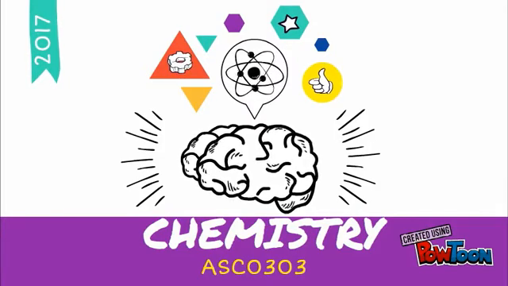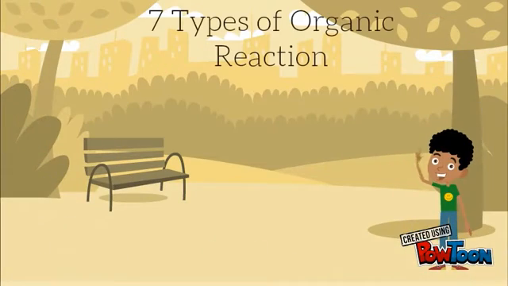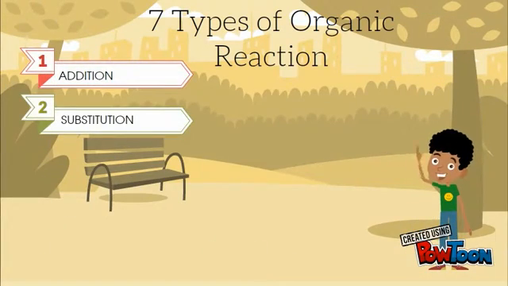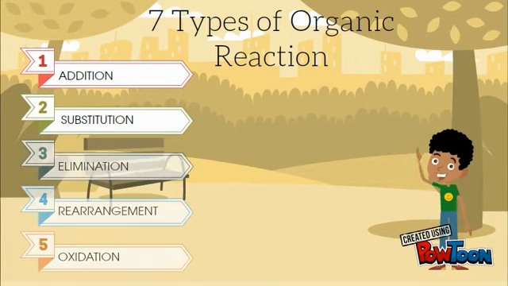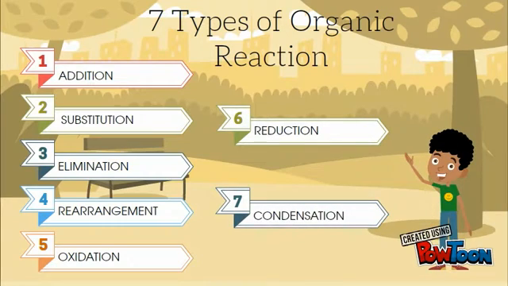type of reaction in the organic chemistry. There are 7 types of organic reaction. First are addition, second substitution, third is elimination, fourth is rearrangement, fifth is oxidation, sixth is reduction, and the last one is condensation.